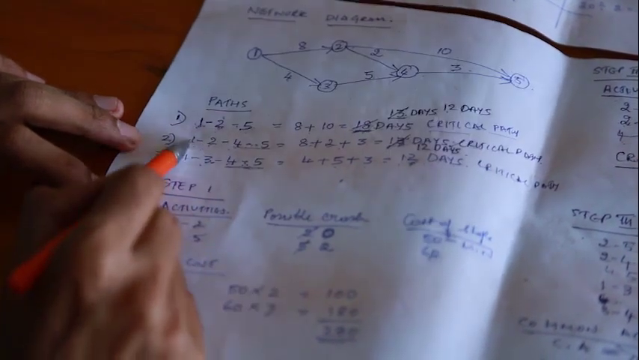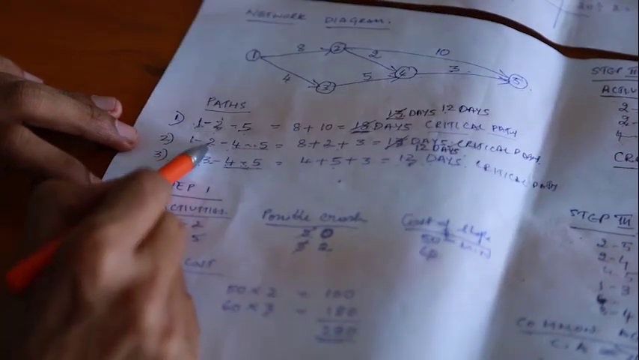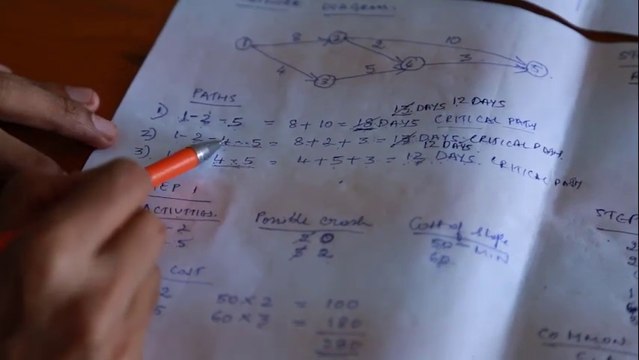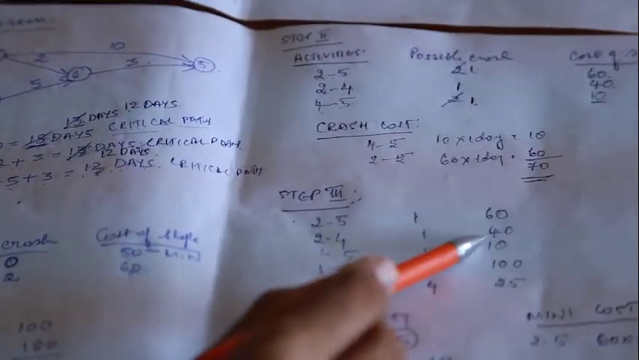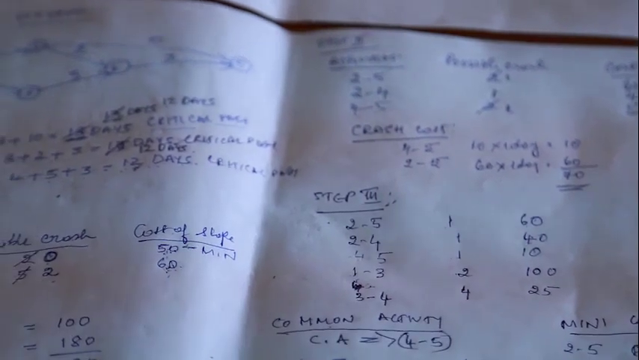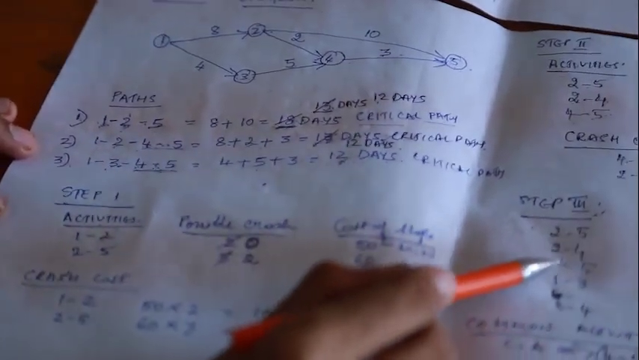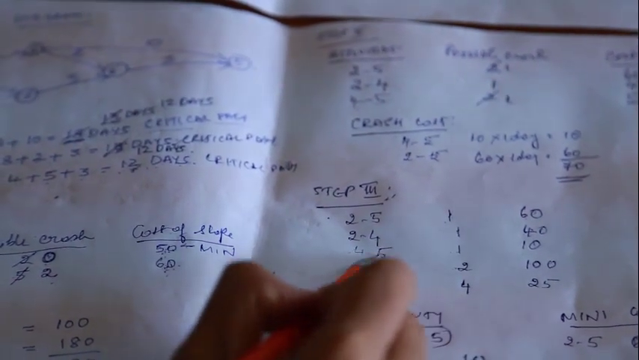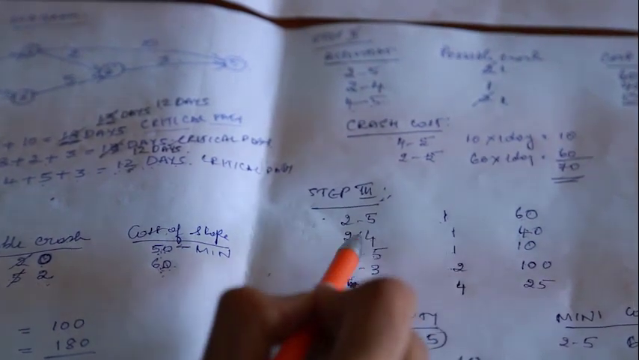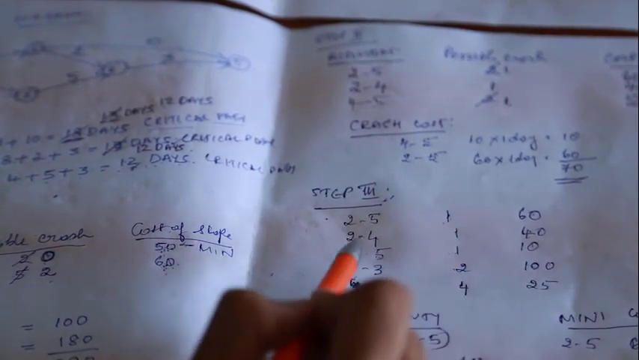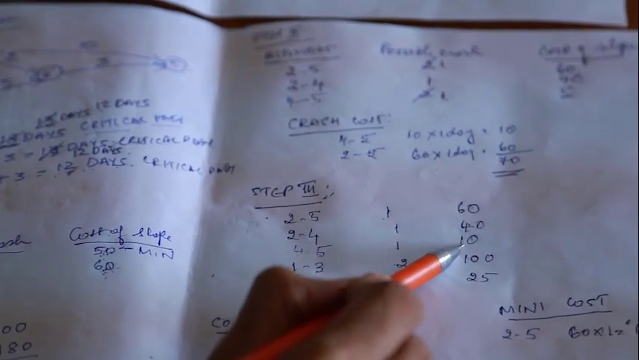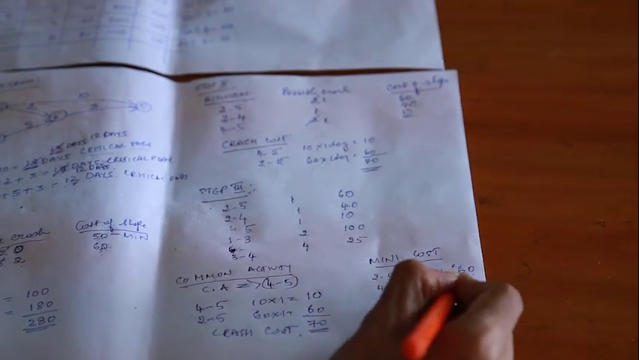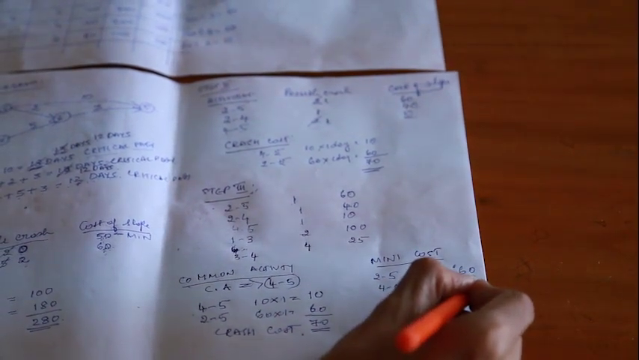Now here, coming to the second path, either it should be 1 to 2, 2 to 4 or 4 to 5. We'll have to select the minimum cost. 1 to 2 cannot because it has got 0. Next is 2 to 4, which has got 40 as its cost. 4 to 5 has got 10 as its cost. So if I compare 2 to 4 and 4 to 5, the least is 10. So I go with the least, 4 to 5, 10 into 1 is 10.